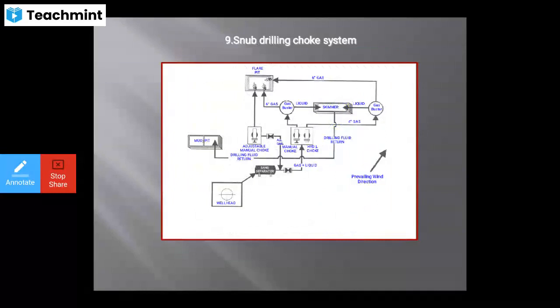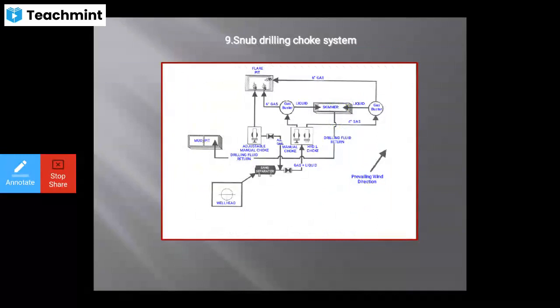and the gas buster. The liquid is sent to the skimmer, and the gas buster separates the gas and sends it into the flare pit, the gas flare pit. And from the ideal choke also, from the gas and liquid system, from the sand separator, a part of it is separated by the gas buster, sent to the 6 inch gas pipe and sent into the flare pit. So this is a snub drilling choke system.